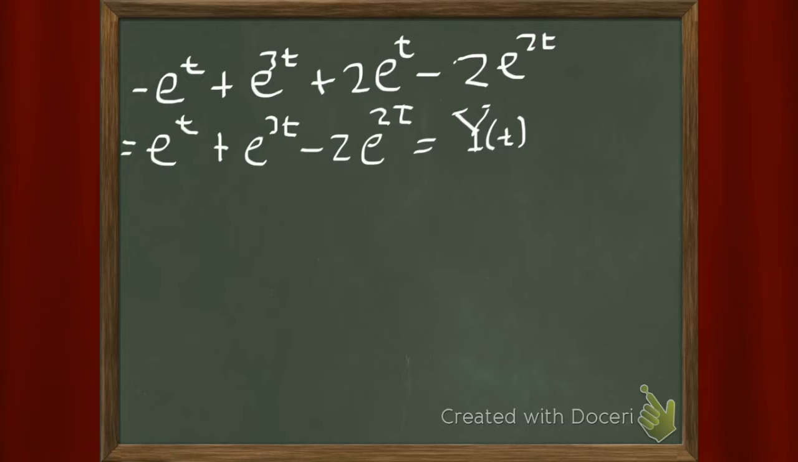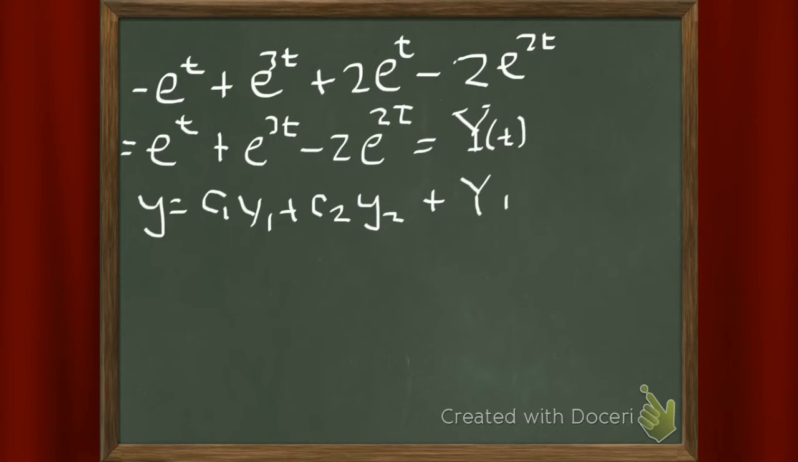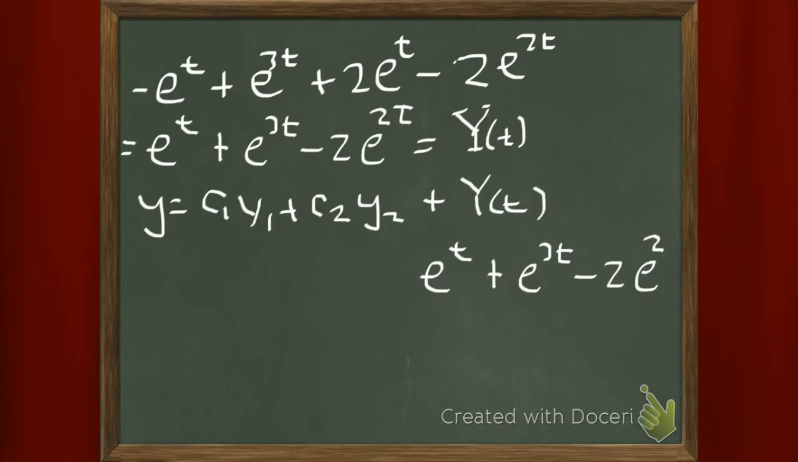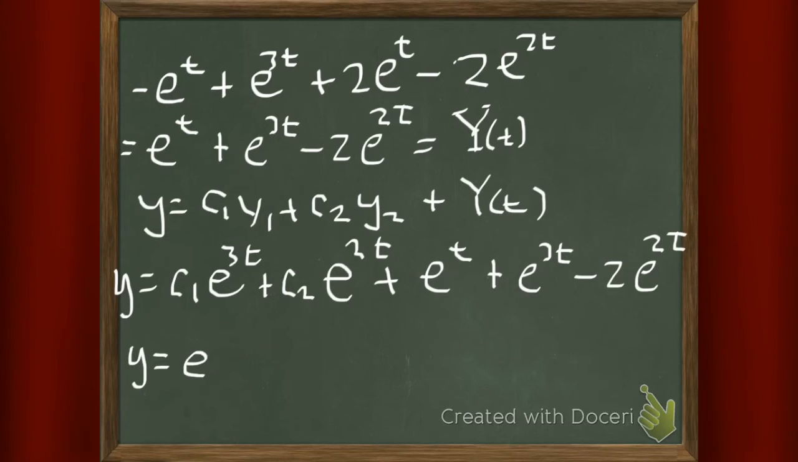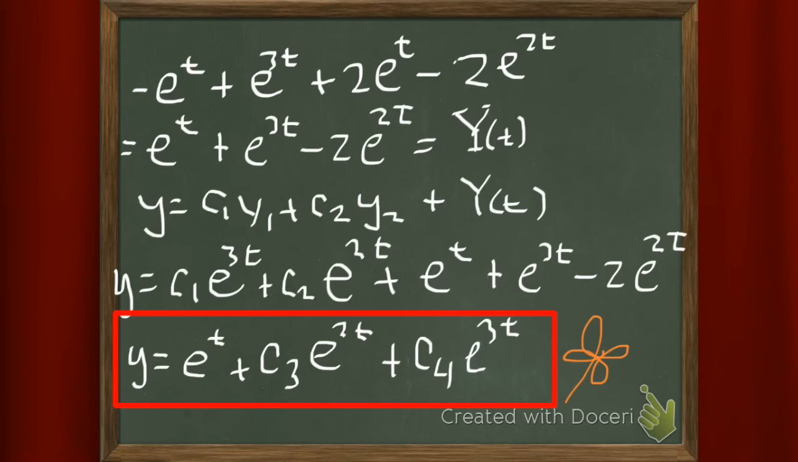And that's our yp. So now we put our yp and our yc together. That's c1y1, c2y2, and yp. Well, that's yp there. And then, look at that. Combining like terms. If I add a constant with another constant, I get an additional constant. And that's what was happening there.